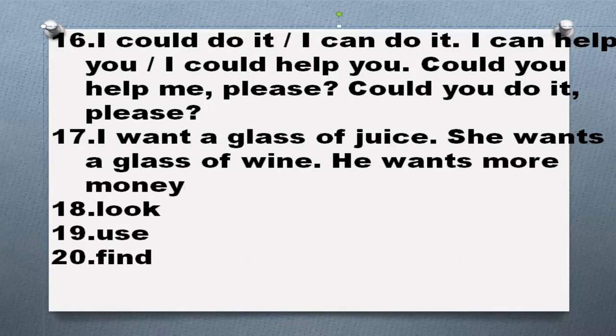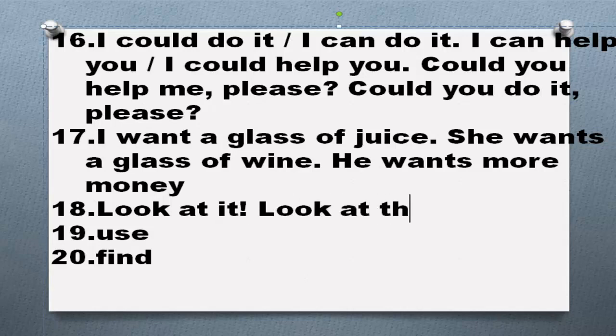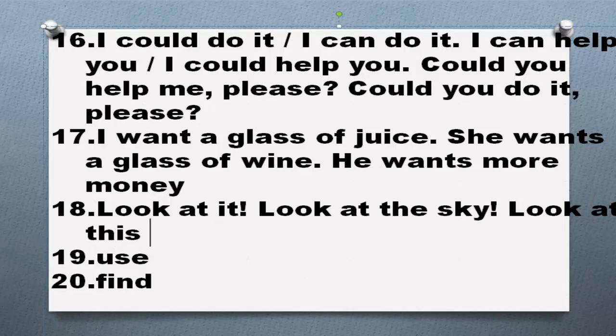Look, смотреть. Очень часто появляется, когда мы говорим посмотри. Например, look at it. Посмотри на это. Посмотри на небо. Look at the sky. Посмотри на этот документ. Look at this document.